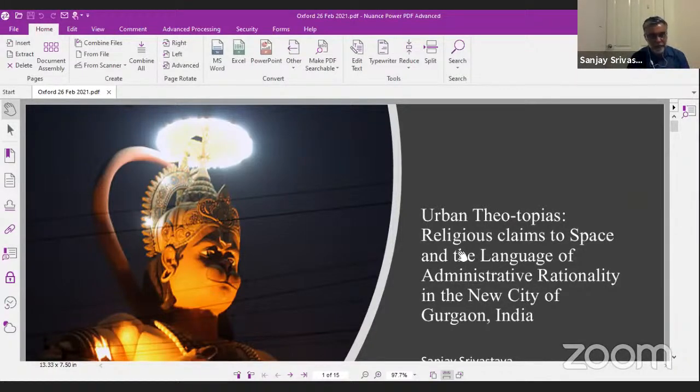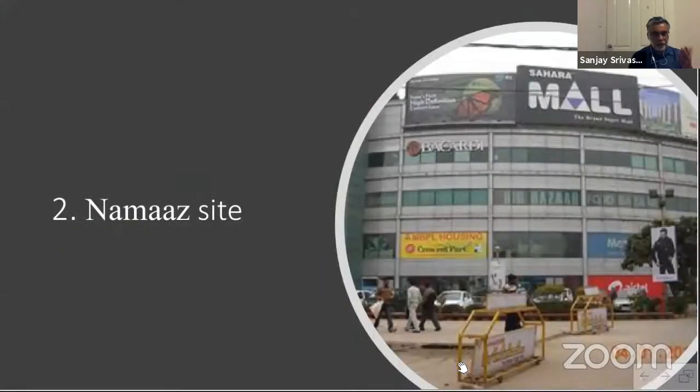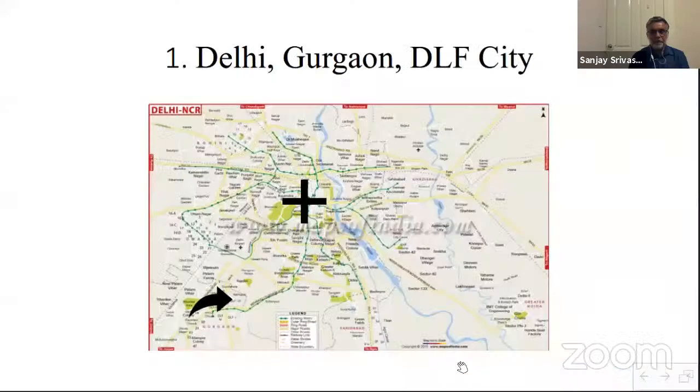Let me just begin with my first vignette. The first vignette is called Sitting Down to Prayer. On April 20, 2018, and many of you probably know this from the news, a large number of Muslims were offering namaz in a vacant plot of land in the village of Wazirabad in Gurgaon district. Slide one, please. Just to give you a sense, the cross is where Delhi is, and the little white arrow is where the new Gurgaon is.